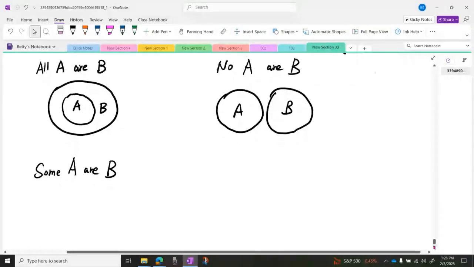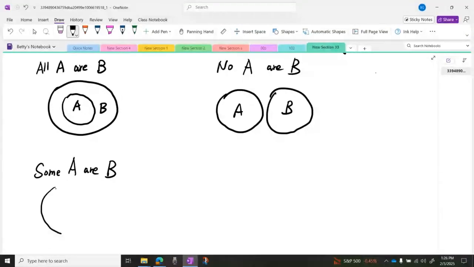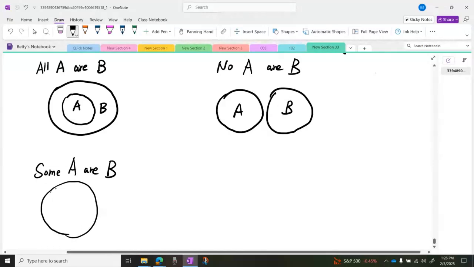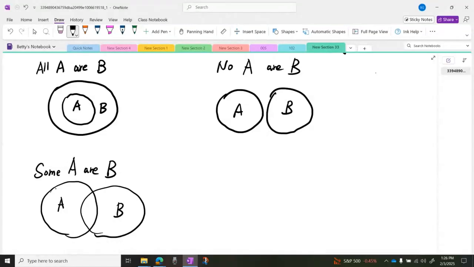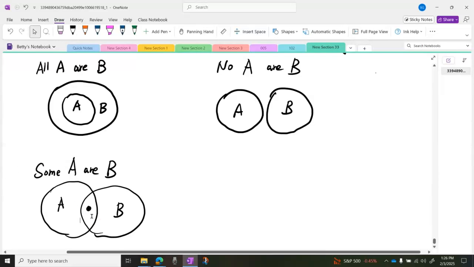Some A are B. It involves A and B, two sets, right? So we have two circles. Besides the two circles, I have a dot. The dot appears in the overlapping region of the two sets. And this Euler diagram represents the quantified statement, some A are B.